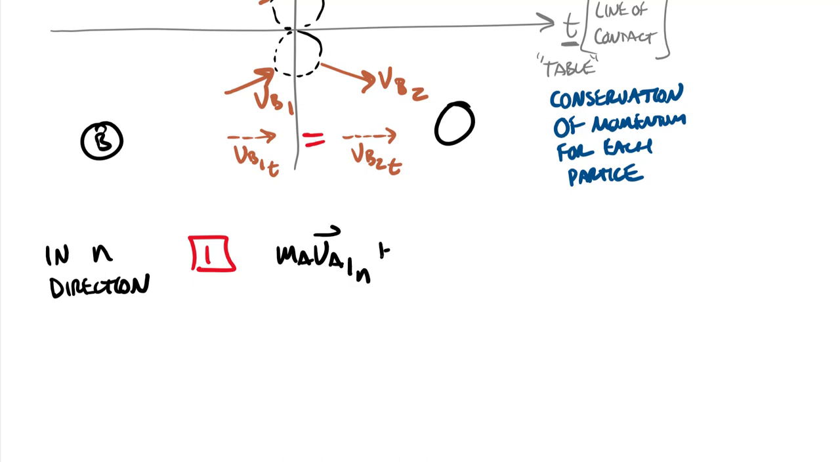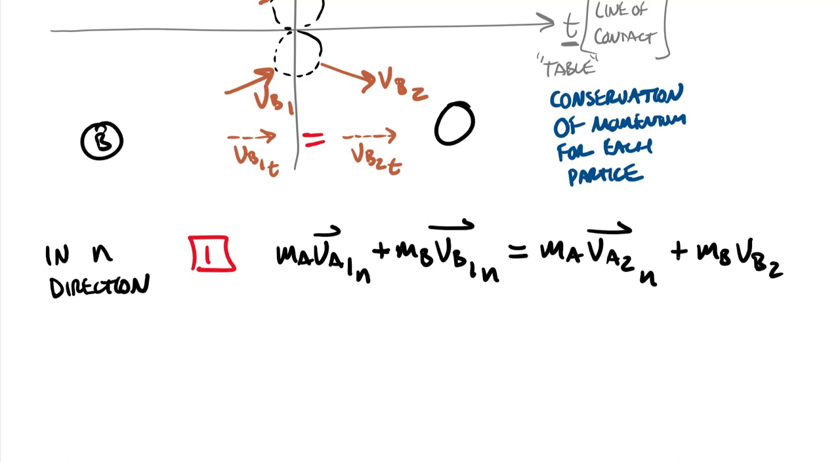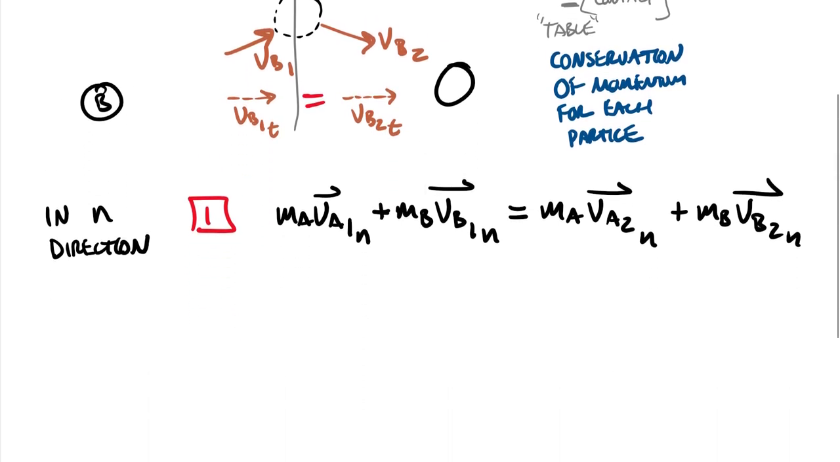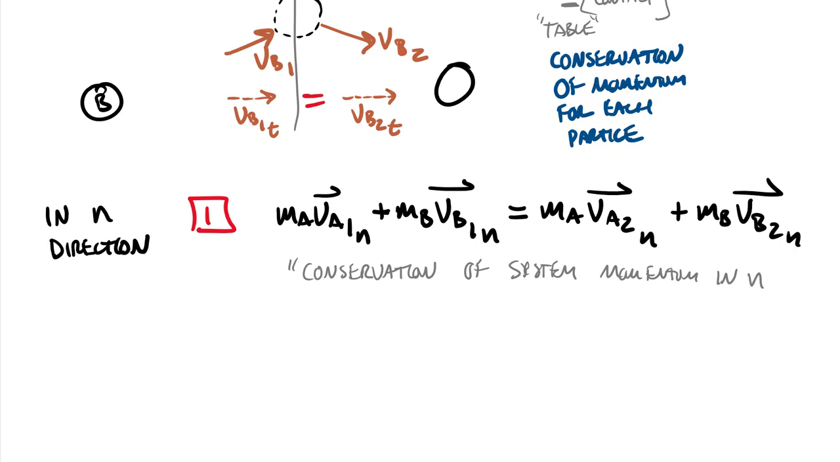This tells me that MA VA1N, this is a vector, plus MB VB1N, the normal, the vertical component in this case, is equal to MA VA2 sub N, the final vertical component of the momentum, plus MB VB2 sub N. These are the velocities basically vertical to the page. Once again, same relationship. Another way we could say this is we have a conservation of system momentum in the N direction.